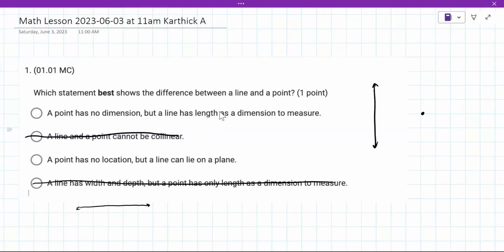I'm really bothered by a line has a length as a dimension to measure, because it does extend infinitely. Yeah, in the first lesson, it kind of talked about the points having no dimension versus no point location. So it must mean that you can measure portions of the line, I think that's what they're kind of trying to get at. Well, kind of talked about that one.